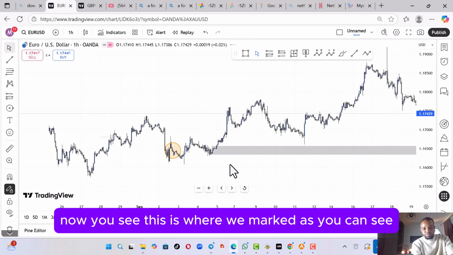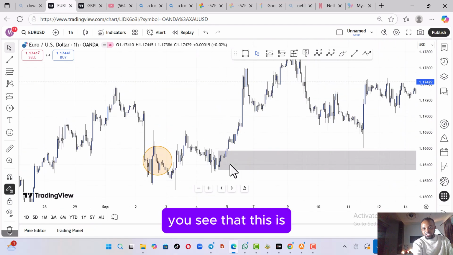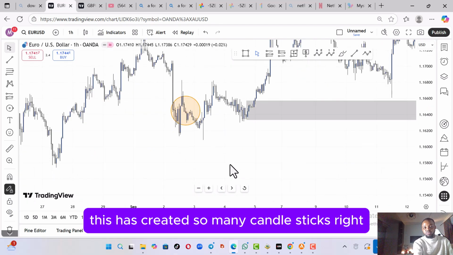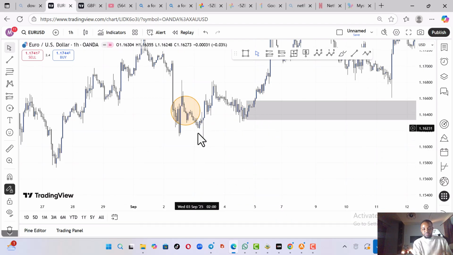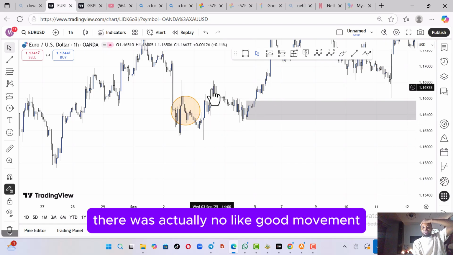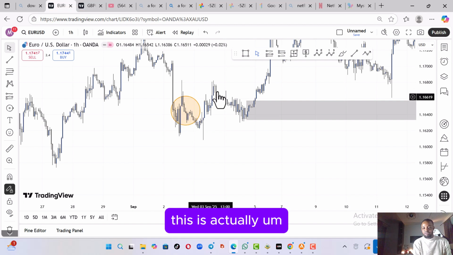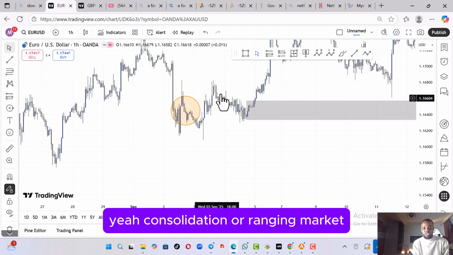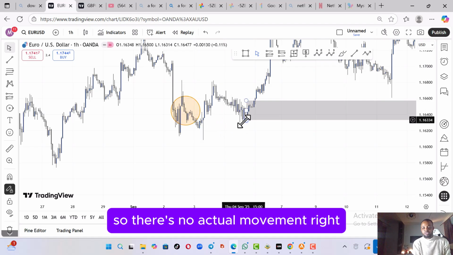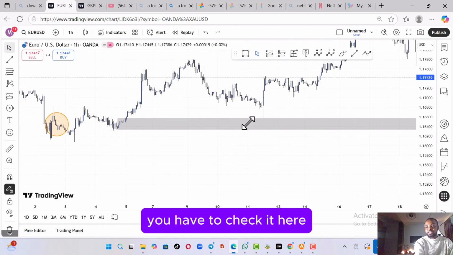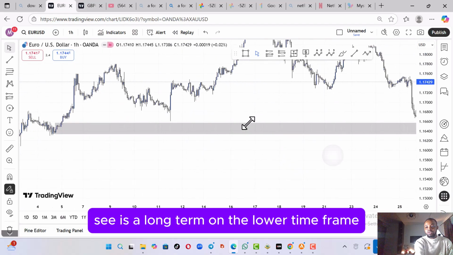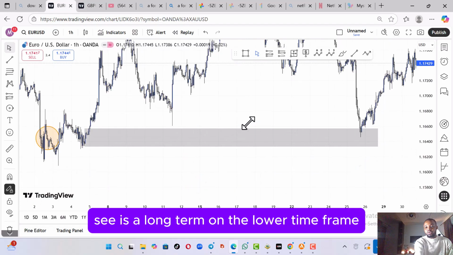Now you see, this is where we marked. As you can see, this has created so many candlesticks right before our marked zone. There was actually no good movement. This is consolidation, a ranging market, so there's no actual movement. But what I want you to see is what we've marked on the 4 hours; you have to check it here. See, it's a long thing on the lower time frame.